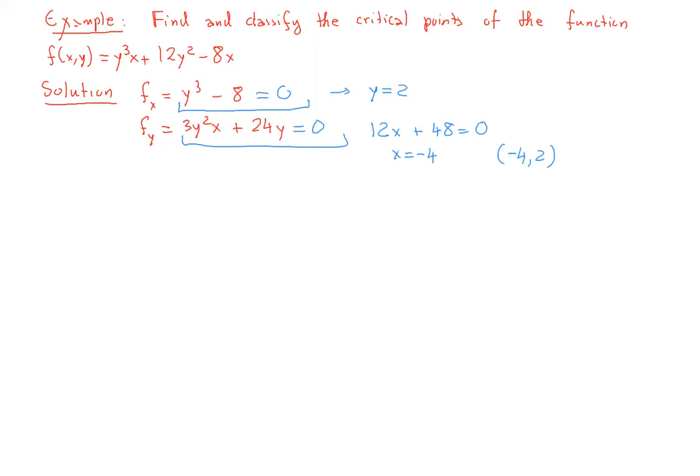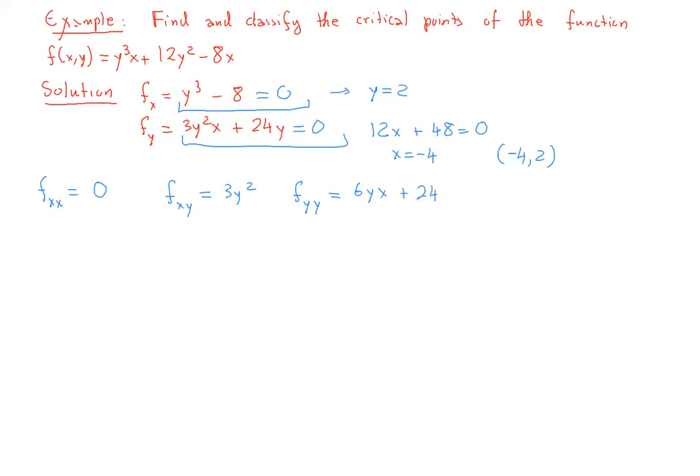And we now need the second order partial derivatives. So fxx is 0, fxy is 3y^2, and fyy is 6yx + 24.